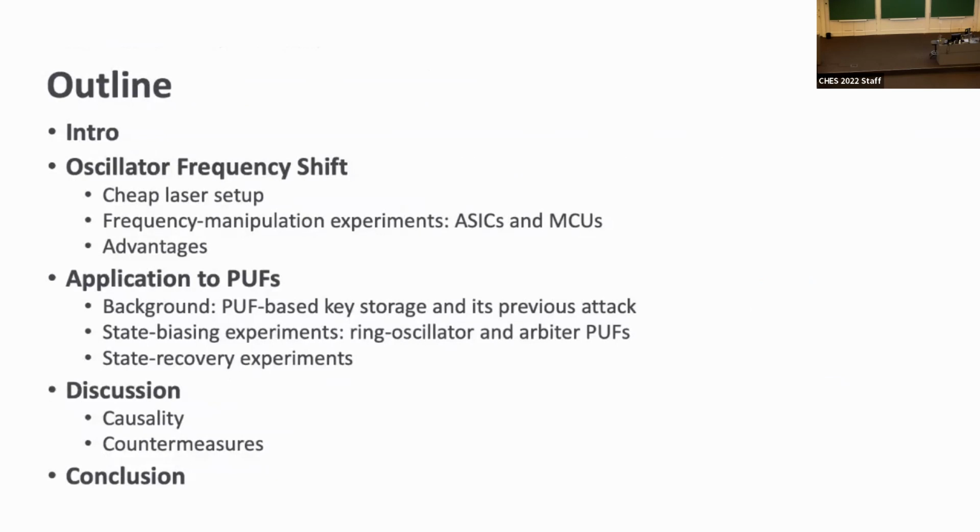The attack is based on a previous attack on SRAM PUF, so we begin with briefly recalling the PUF-based key storage and its previous attack. Then we show preliminary state biasing experiments with ring oscillator and arbiter PUFs. Then we show the state recovery experiments. We finally discuss the causality and countermeasures, followed by the conclusion.